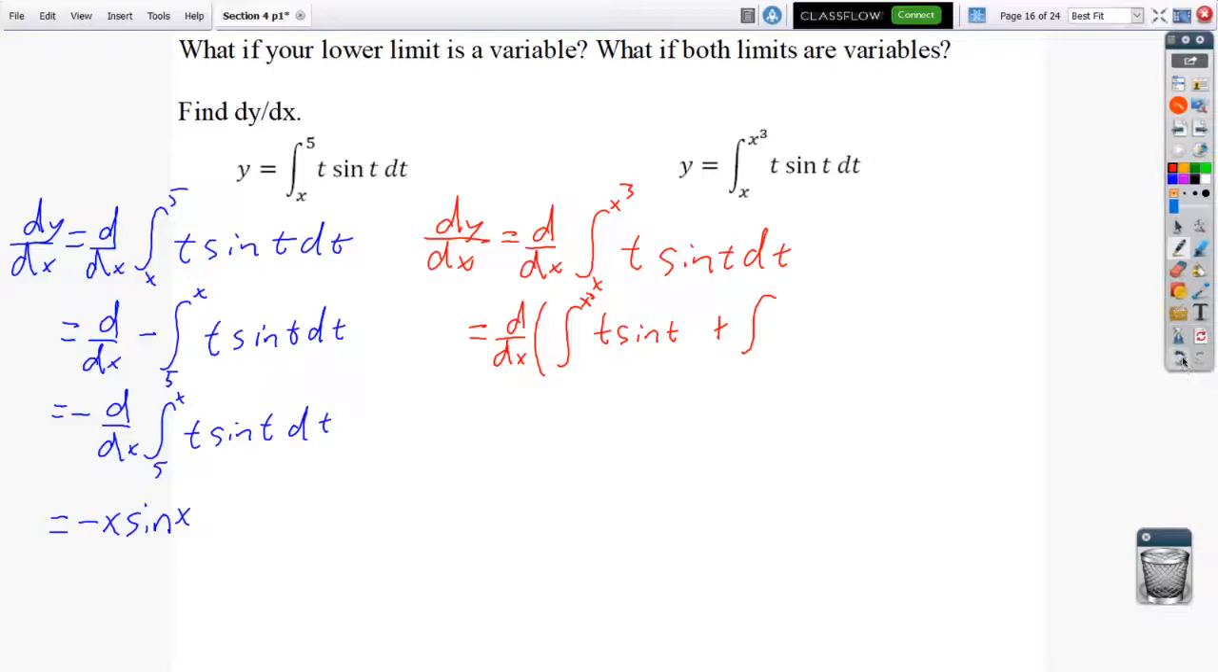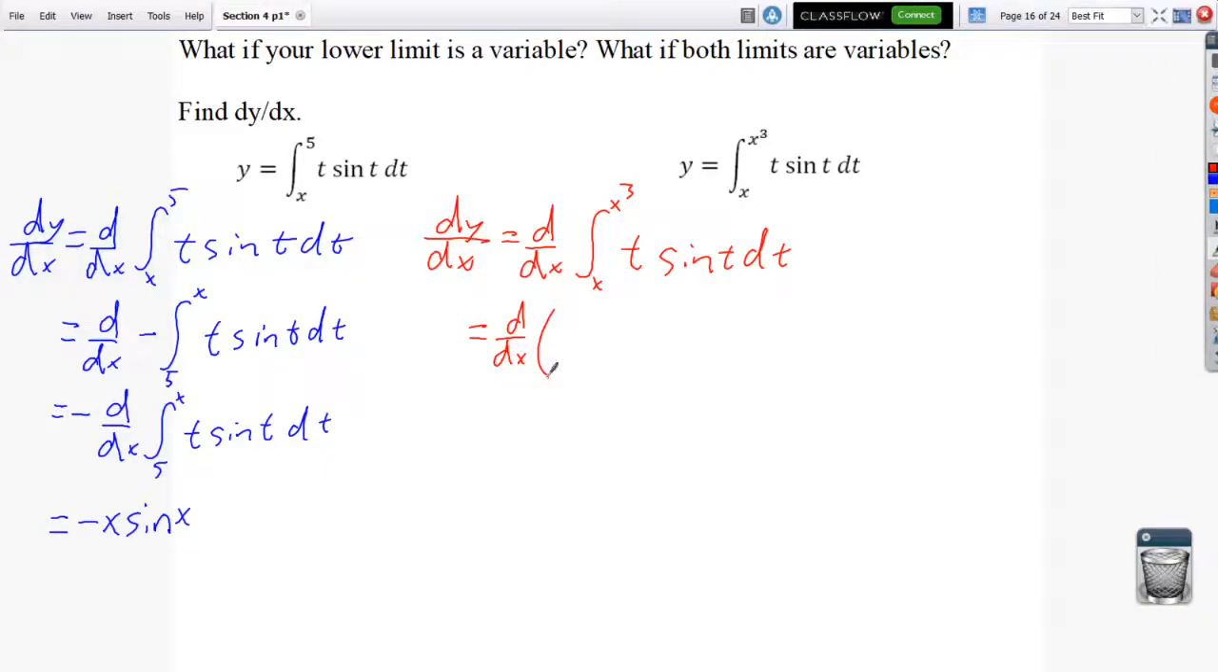Wait, no. I'm going to do this the other way around. I'm using the additivity rule, where you have the integral from a to b plus the integral from b to c is equal to the integral from a to c. So I'm going to call this the integral from x to something of t sine t dt plus the integral from something to x cubed of t sine t dt. So now all we have to do is figure out what number goes up here and down there.